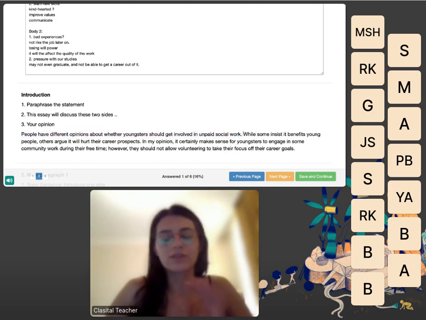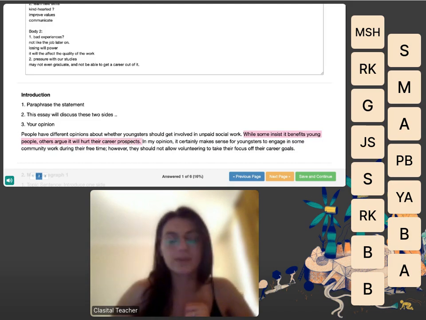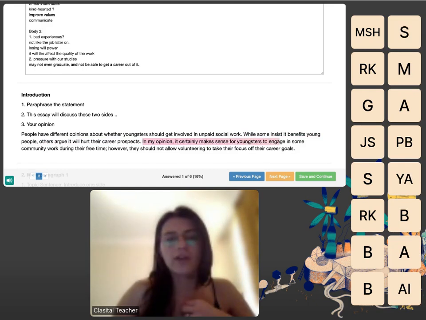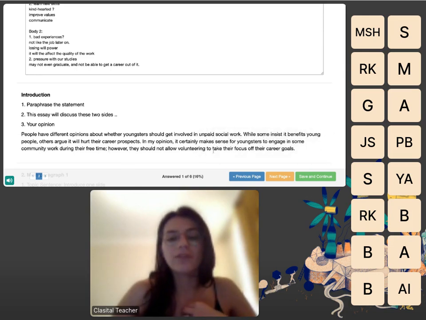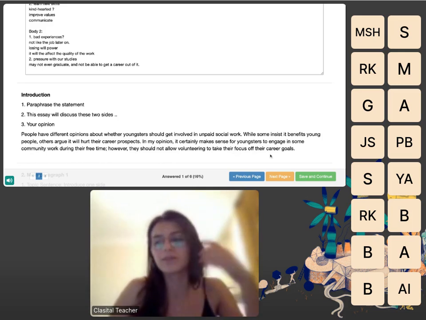And to paraphrase the second part, it says, while some insist it benefits young people, others argue it will hurt their career prospects. So it stated both sides of the opinion, right? And then we need to give our opinion, saying that, in my opinion, it clearly makes sense for youngsters to engage in some community work during their free time. However, they should not allow volunteering to take their focus off their career goals.